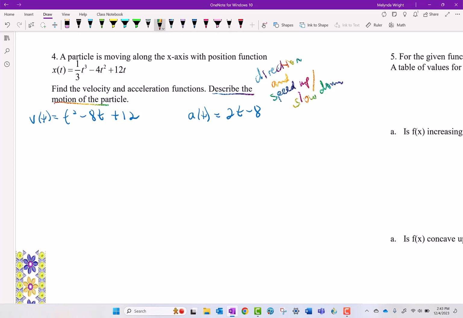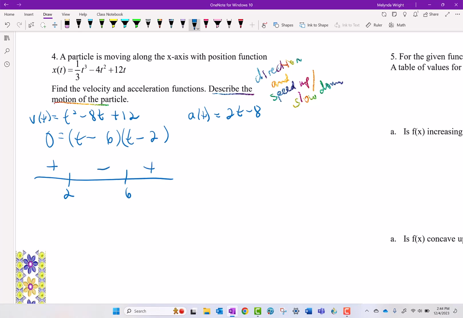Okay, so we need sign charts for that. So let's set this equal to 0, and then I would factor. That is t minus 6 times t minus 2, since the last sign's positive, so they're both negative. So my sign chart would have a 2 on it and a 6. And I'm just going to go ahead and put the signs in there. Where did I check the signs? I checked it back in here where I got the numbers from.